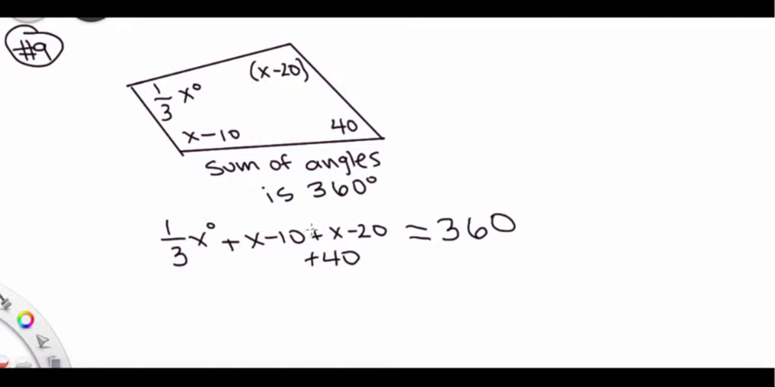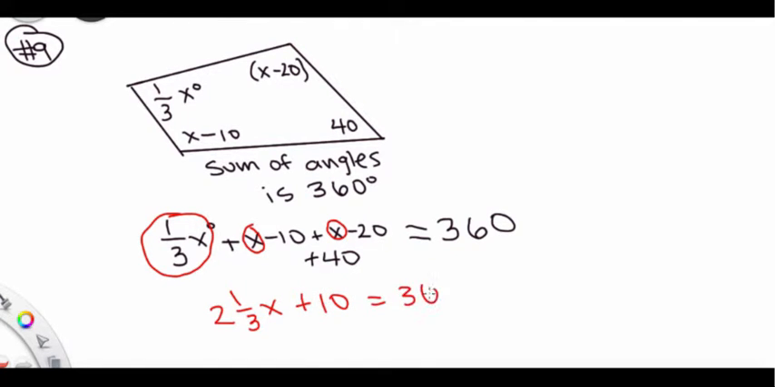All right, now that we have that step done, we need to combine like terms. So we need to say, okay, x plus x, let me use a different color. So x plus x, so we need to add this, plus this, plus this. So we have 2 and 1/3 x, and we've got negative 20, negative 10, negative 20, and 40. So that's negative 30 plus 40, which is plus 10. Plus 10 is equal to 360.